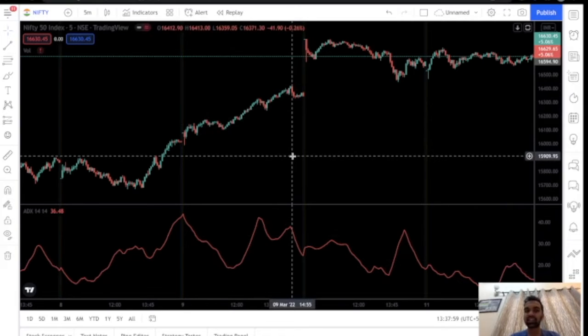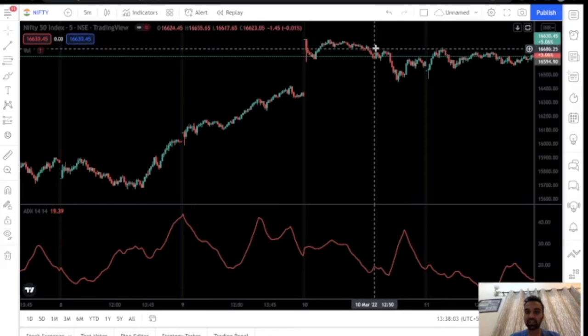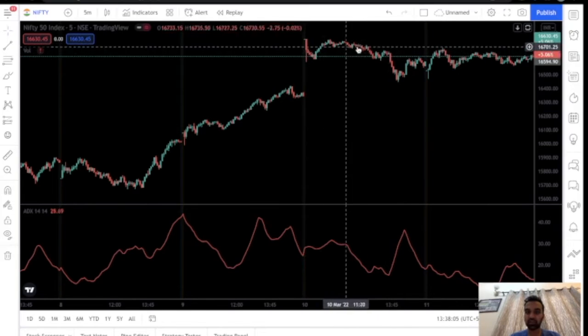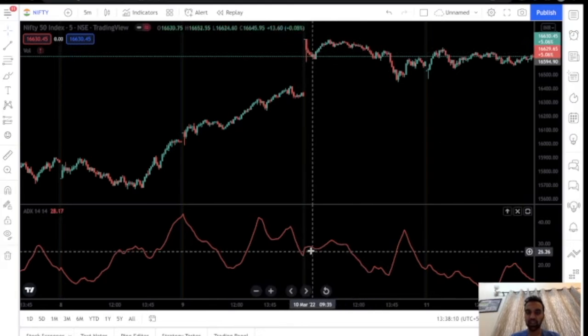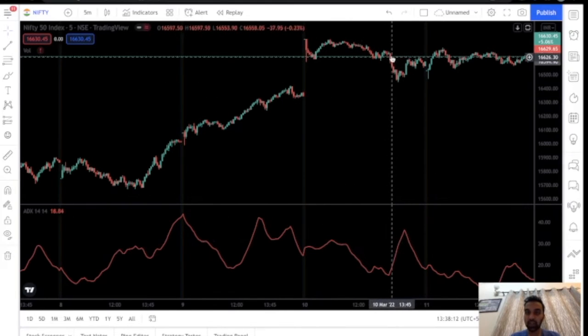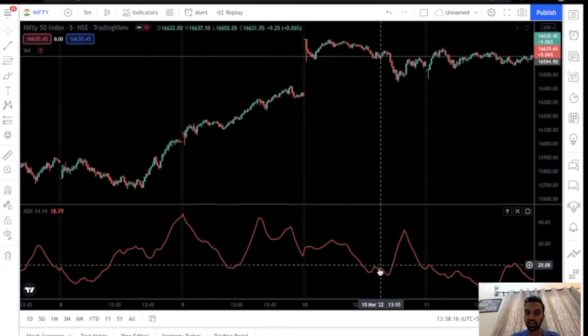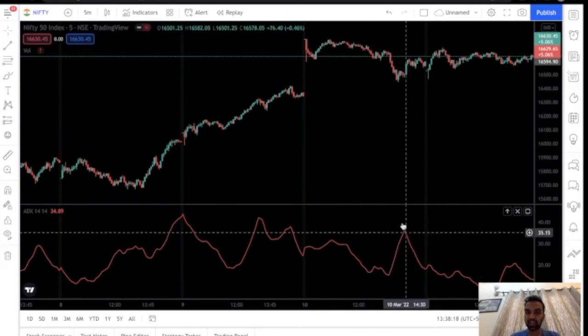But the interesting thing is this doesn't apply only to up moves. If we look at this part here, we can see that for this much of a region, Nifty was pretty much in a zone and it wasn't really giving any trending moves. So the ADX was flat as well. But as soon as Nifty gave us a good down move here and a good up move here, we can see that there was a spike in the ADX.